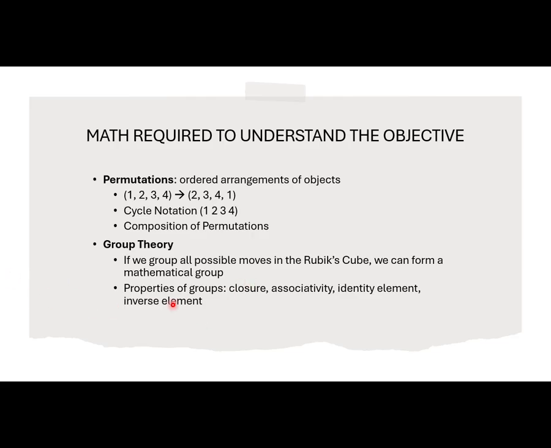A group is a set of elements that are held together by a specific rule, and their fundamental properties do not change. For it to be a group, we need to fulfill some properties like closure, which means that if you combine two elements that are within the set, then the result is also within the set. Associativity, identity element, inverse element, all of them are present in the Rubik's Cube.